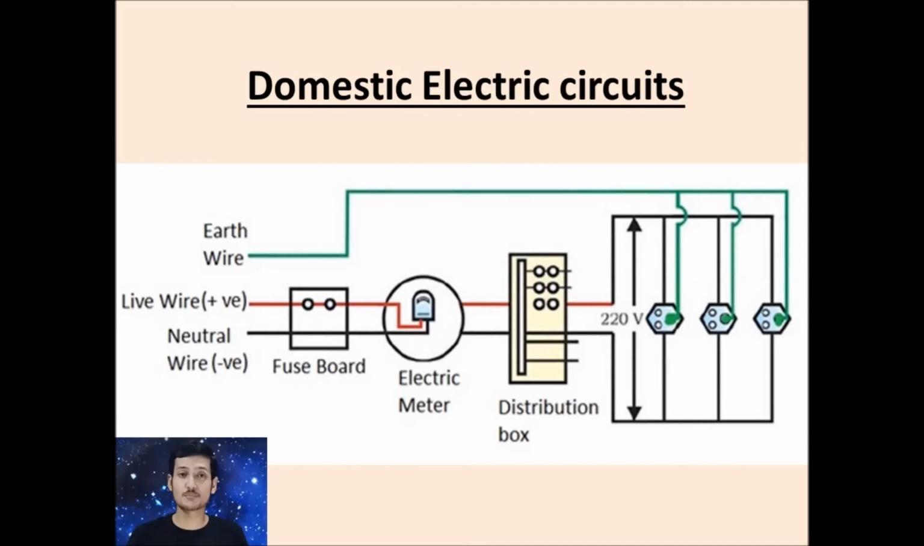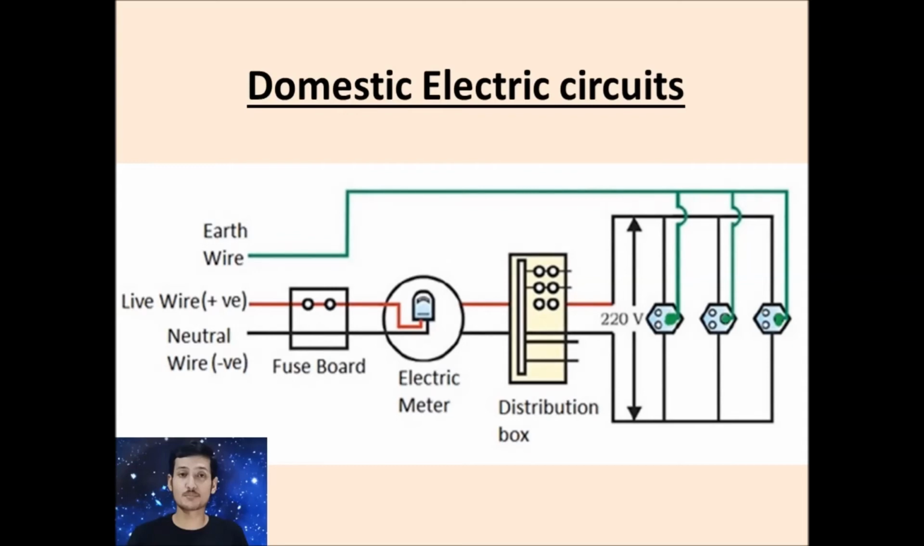Now here you can see there are three types of wire. One is called live wire, second is neutral wire, which is negative wire, and third is earth wire. In electric terms, electricity flows only if there is a complete path. So if the current is starting from one terminal of a battery, it must reach back to the same terminal. That's why we have to use two wires.